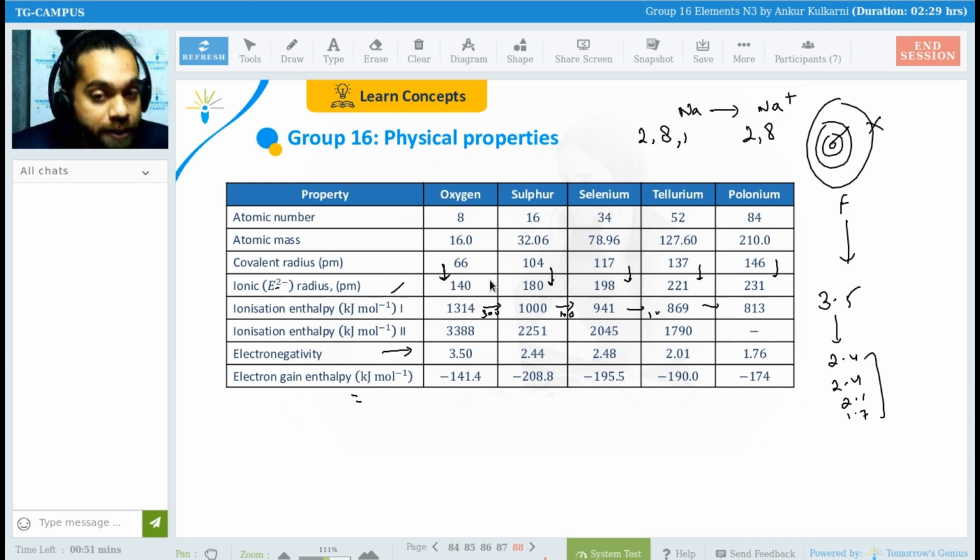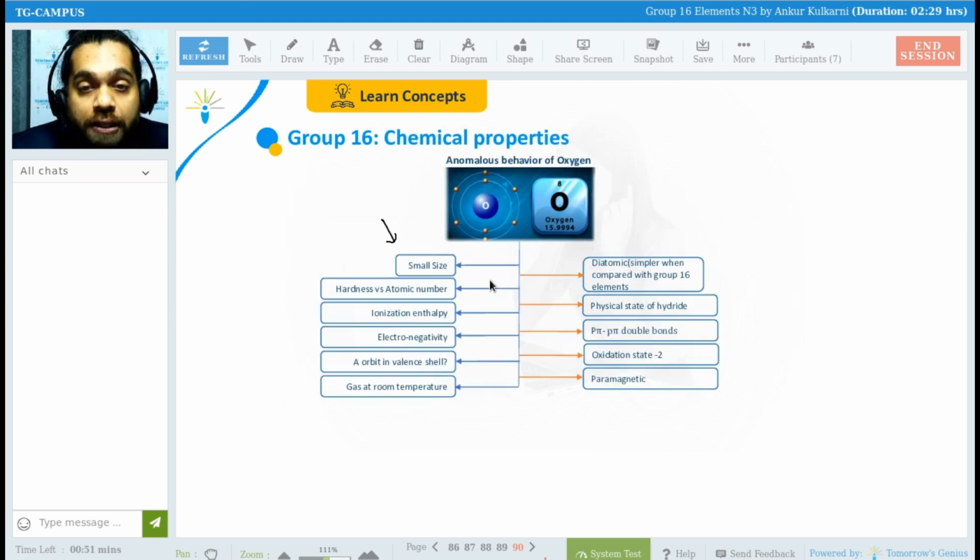Over here, what is the meaning of anomalous? Now this is happening because the size of oxygen is small. The size of oxygen is small. That is the main reason why it is behaving differently. And different means what? Whatever trends it is following, the number is very small or very high from others. That is the only difference we have.